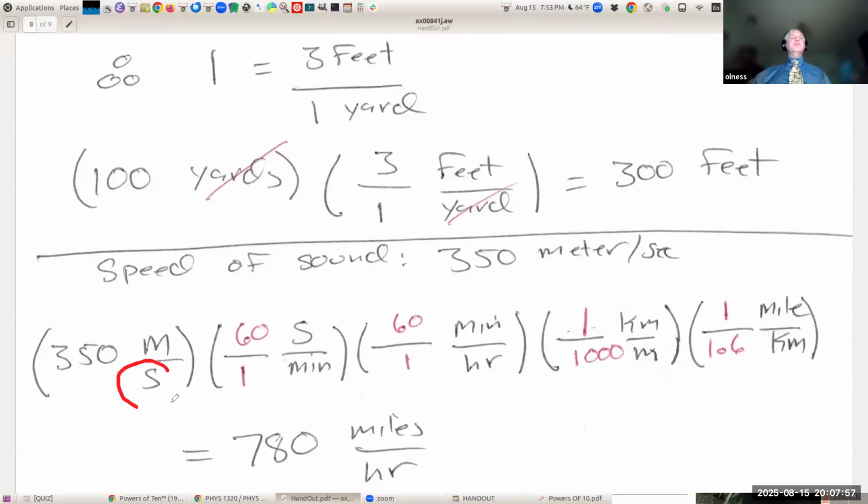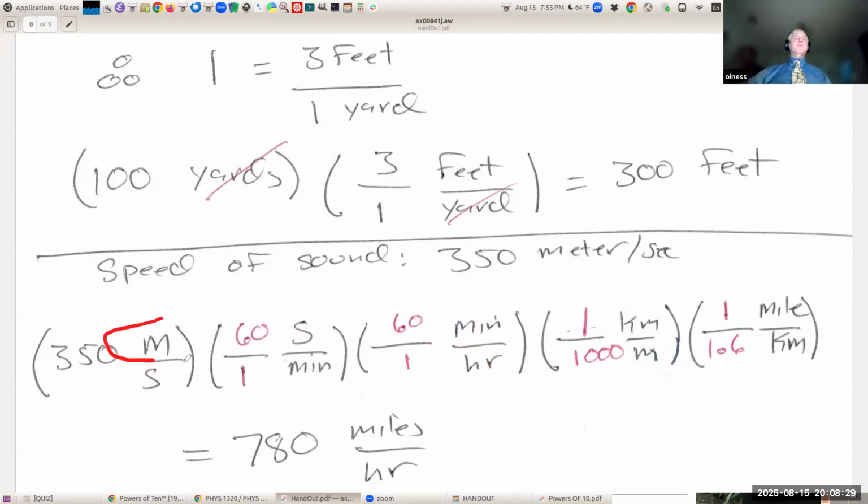Somehow I need to convert seconds into hours. Well, I don't know how many seconds in an hour, but I do know how many seconds are in a minute, and I know how many minutes are in an hour. And so look what this does. The seconds cancel up and down, the minutes cancel up and down, and that allows me to get hours. So I let the units guide me. Okay, I have seconds downstairs. This will cancel, and I'm left with hours.